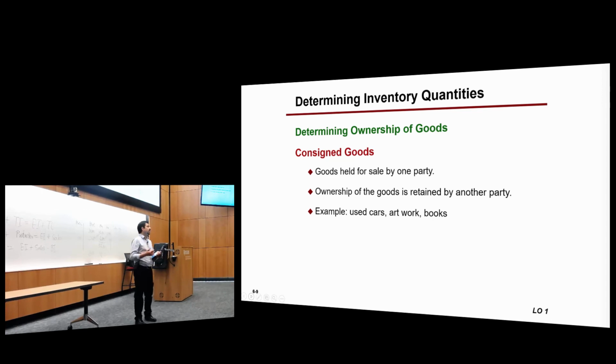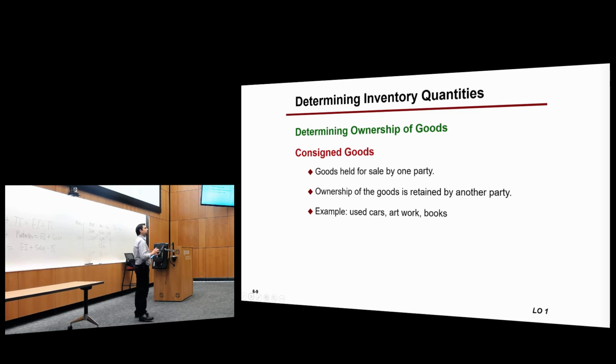So the easiest example to see is, for example, used car dealerships. If you put your car there, you still own the car, even if you put it in the dealer's lot. If they sell it, they will charge you a commission fee. But until you sell it, it's still your property. You can take it back anytime you want. This is the same thing. This is a consigned good.